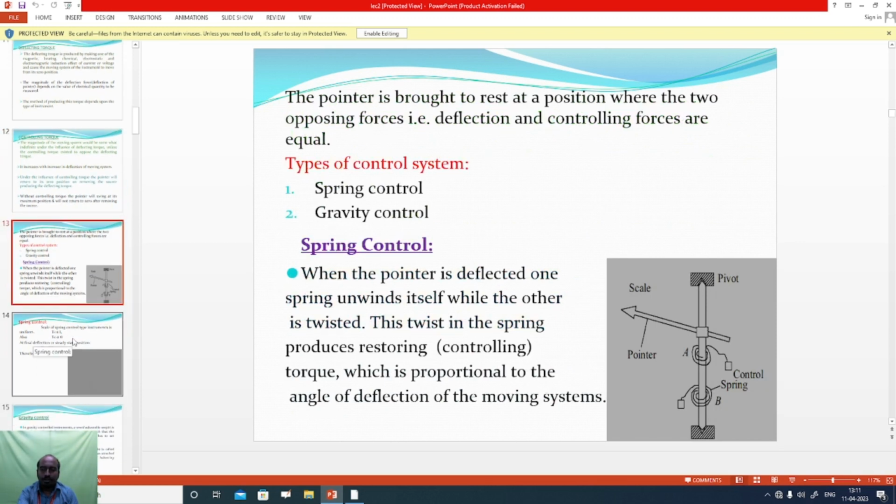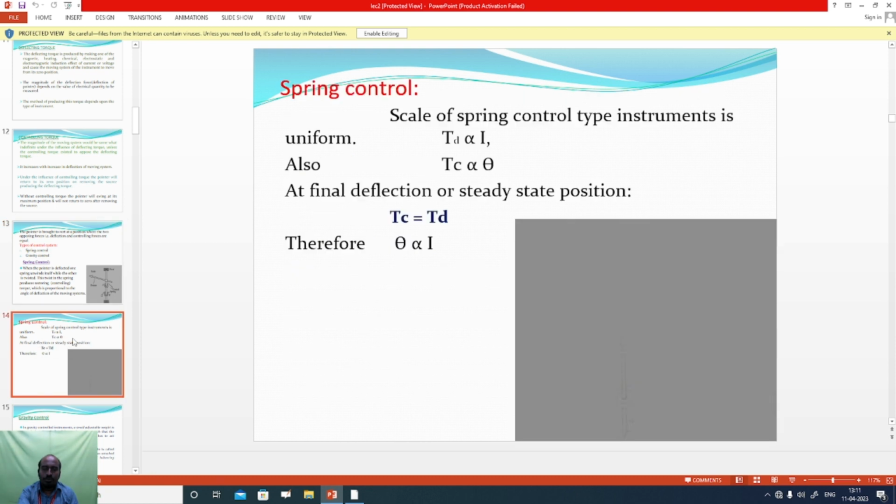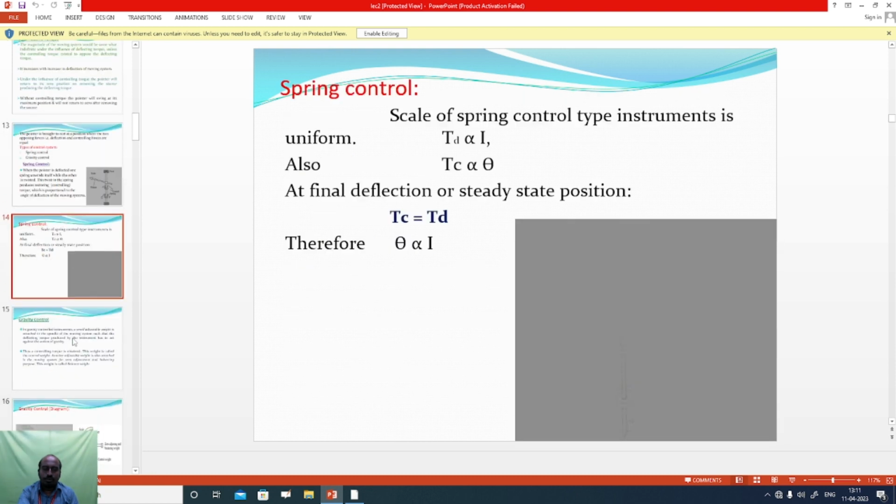We have seen the spring control. The spring control is produced by using the twisting moment of the spring. The twisting moment of the spring produces the controlling action, which is proportional to the deflection of the moving system. So theta is proportional to input current I.